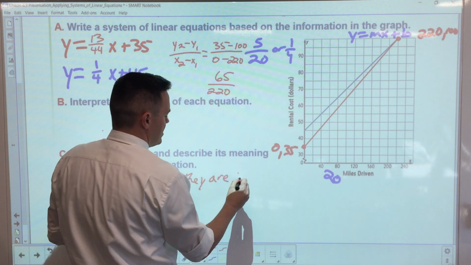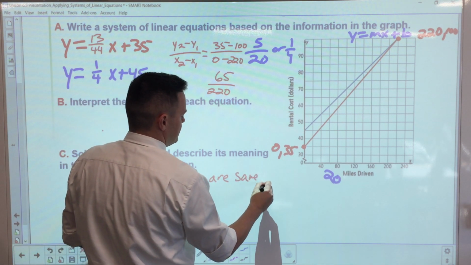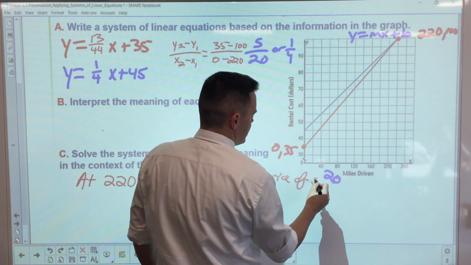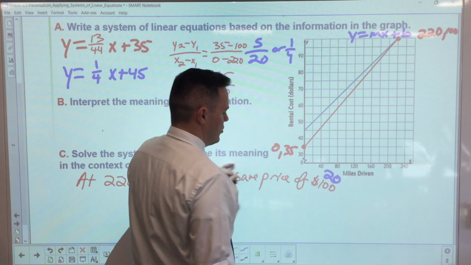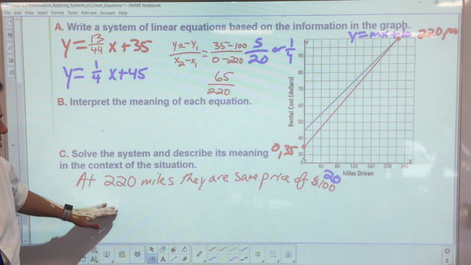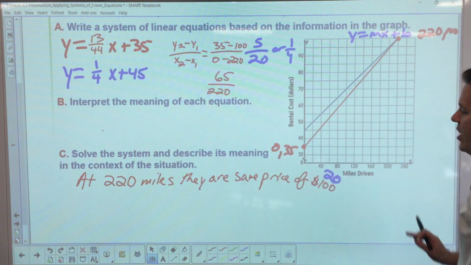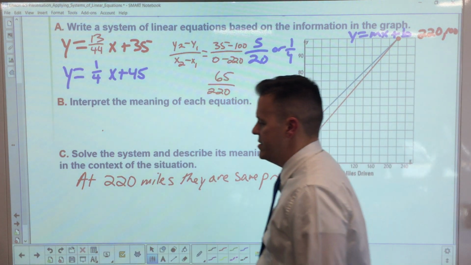They are the same price of $100. That's what your points represent. At 220 miles, it's going to be $100 for the same price.